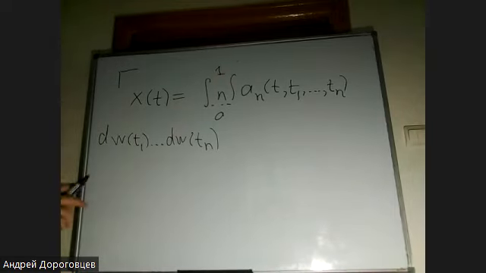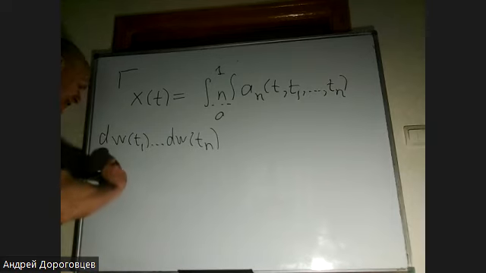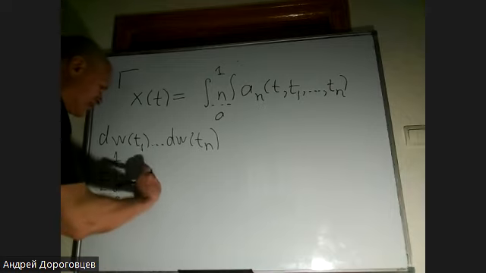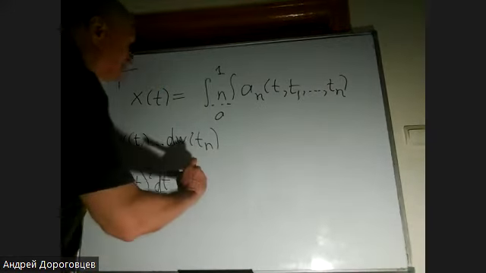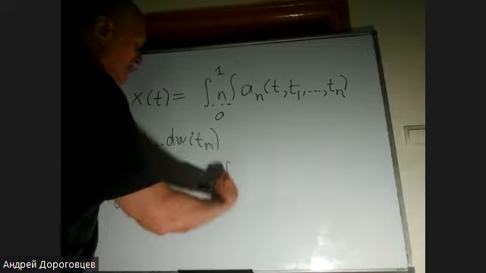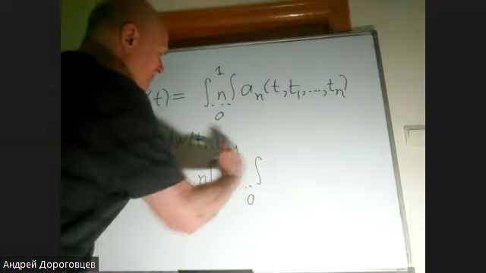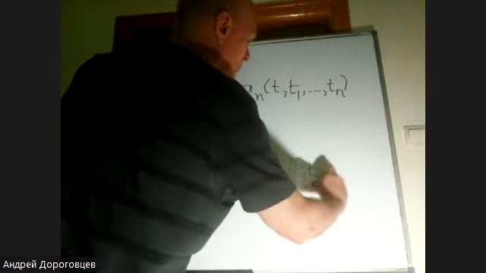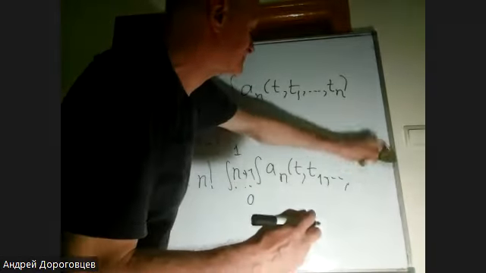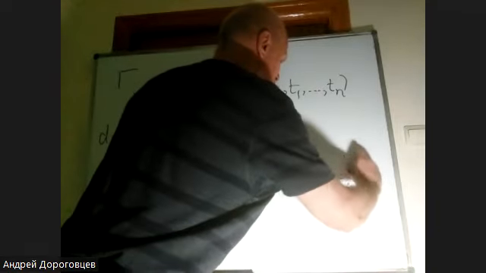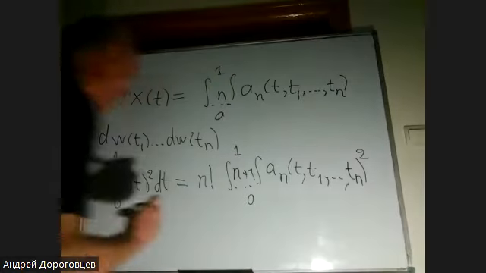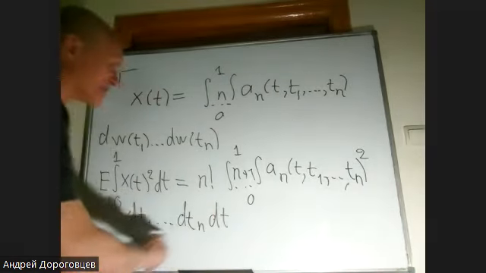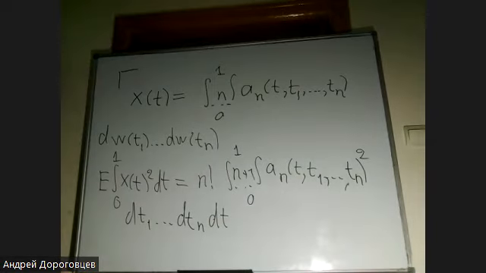And you remember that now the expectation of the integral from 0 to 1 of x_t squared dt is equal to n factorial times the integral from 0 to 1, n plus 1 times, of a_n(t, t1, ..., tn) squared dt1 ... dtn dt. Here we have n plus 1 integrals, and n factorial.